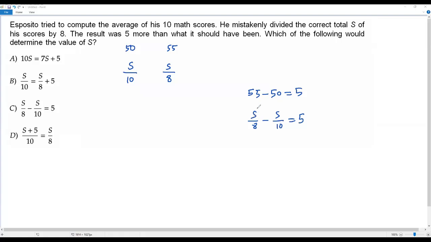So already we know that S over 8 is 5 greater than S over 10. So when I subtract the smaller value from this bigger value, the difference has to be 5. Now let me check whether there is this equation in any of the answer choices. I find this equation, S over 8 minus S over 10 equals 5, in C. So the correct answer choice for this question is C: S over 8 minus S over 10 equals 5.